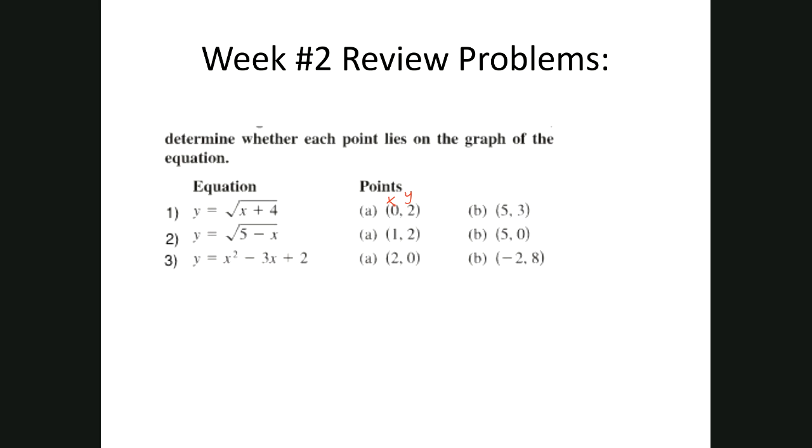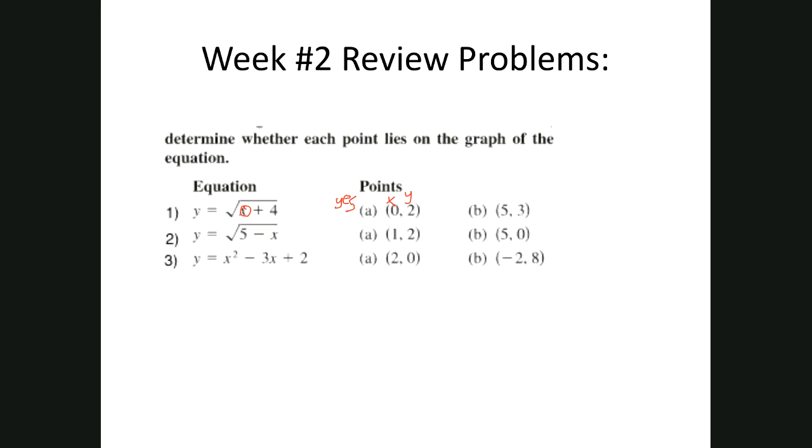So if I put 0 in for x, do I get 2 out for y? So I put 0 in here, the square root of 0 plus 4. So 0 plus 4 is 4, the square root of 4 is 2. Oh, that does work. So this is a yes. Does this point lie on this graph? It sure does.